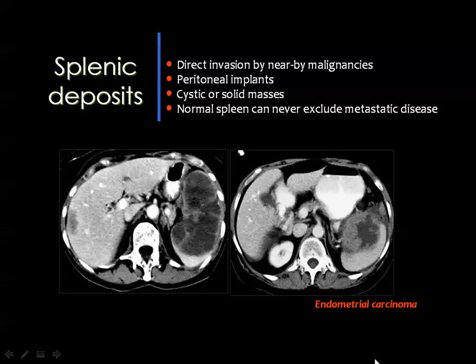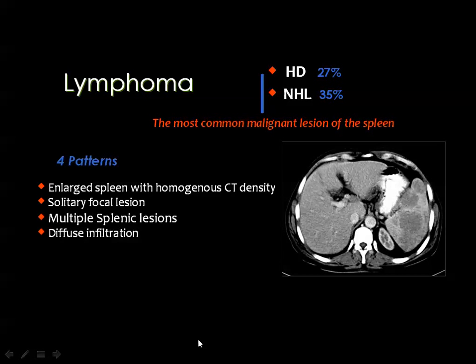Then direct invasion of the spleen by nearby malignancies like those of the stomach and the pancreas may occur, and also implants over the surface of the spleen from the peritoneal metastasis can also occur beside the hematogenous spread. This is an endometrial carcinoma metastasizing to the spleen and to the liver as well.